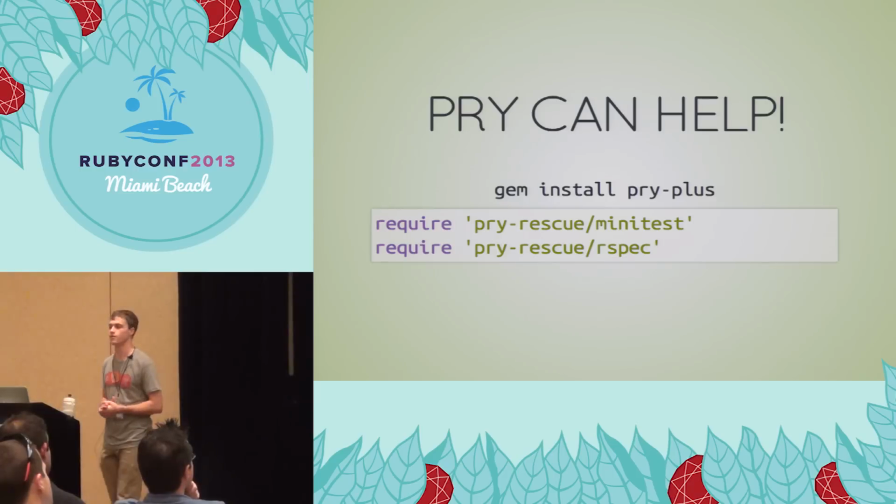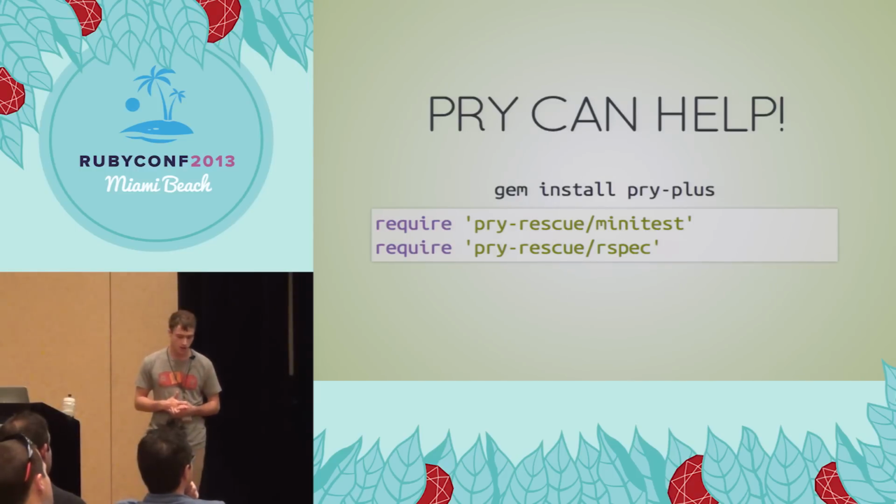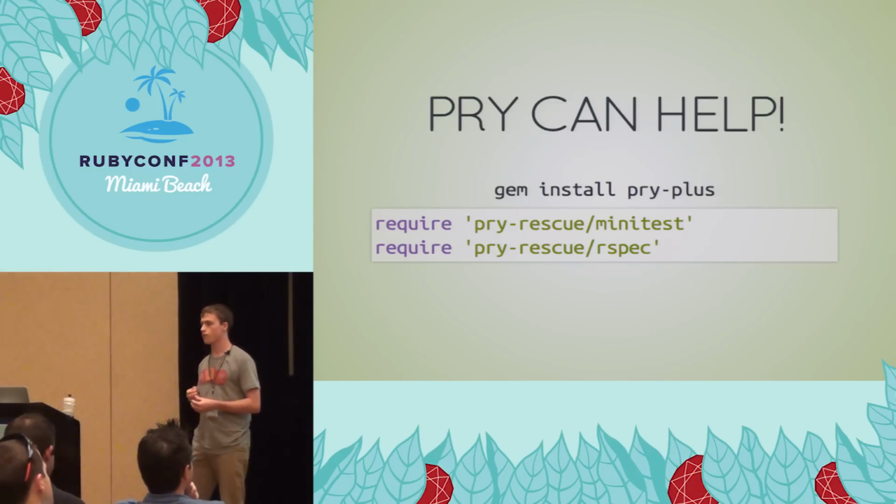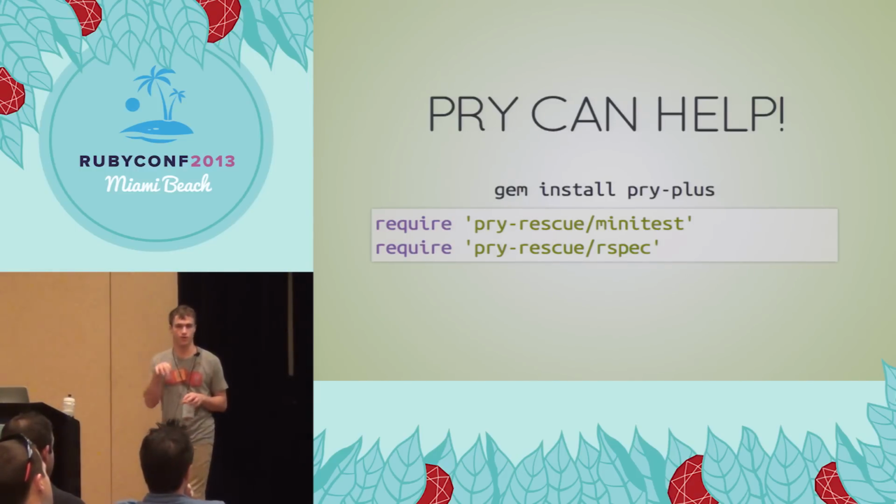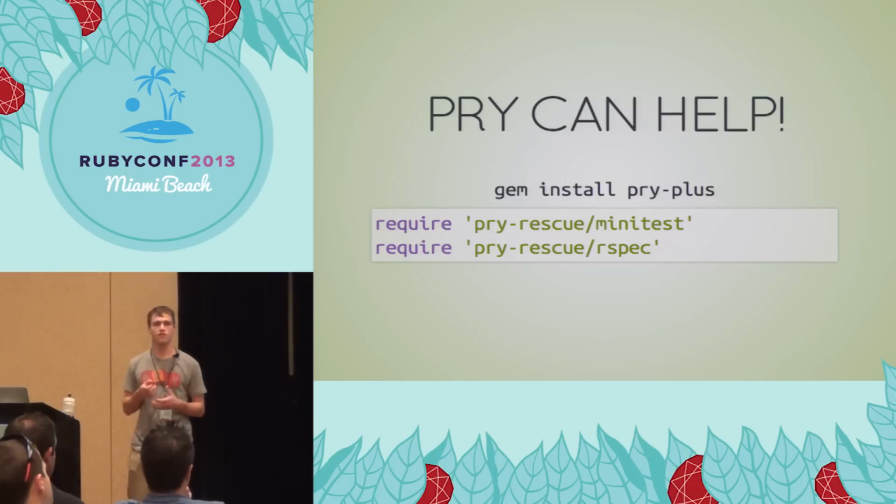Obvious solution. Let's use a REPL again. So Pry itself doesn't have integrations with individual frameworks. It doesn't really have any C extensions. Pry itself will run on Ruby 1.8. It will run on RBX. It will run on JRuby. But Pry Plus is where all the cool stuff is.